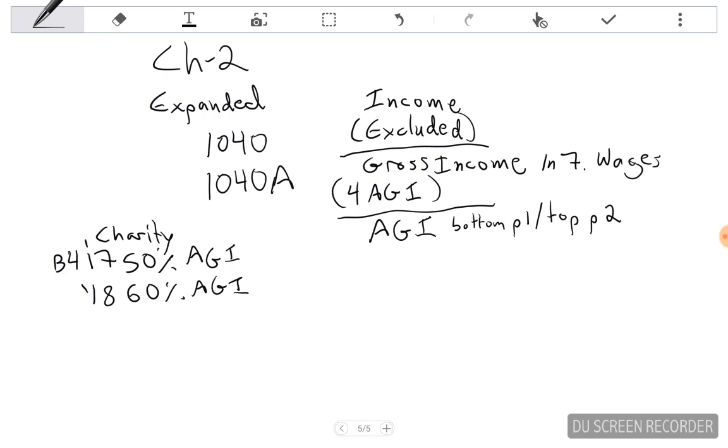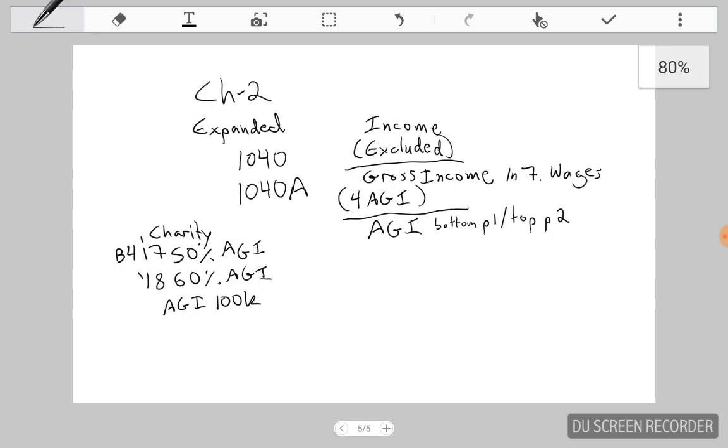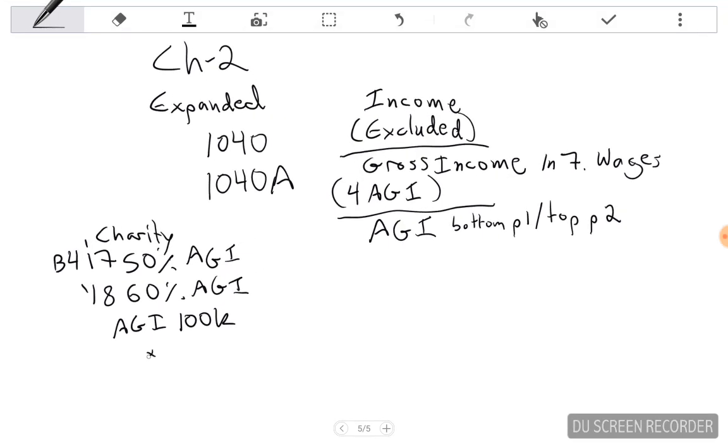An example of a floor. So just an example of that. If I have AGI, or adjusted gross income, of 100,000, I'd multiply that by 50% in 2017, and I can deduct up to 50,000 of that charity. Or yeah, I meant to put 50K for 50,000.